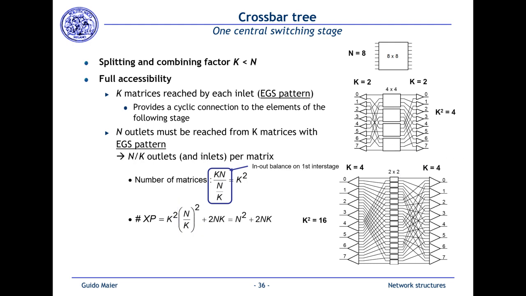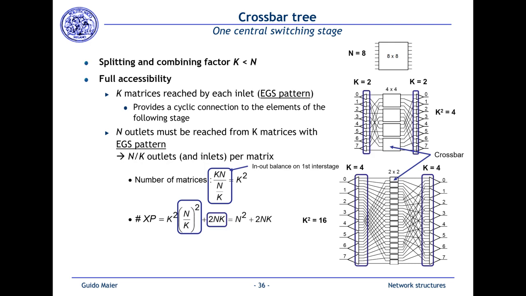Then this is the calculation of the cost of the overall architecture. So we have, in terms of number of cross points, the first term, that is k squared, the number of matrices, and each matrix is n divided by k by n divided by k. So if we assume that each matrix is implemented as a crossbar, then we have this term.